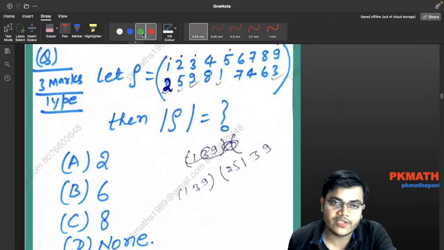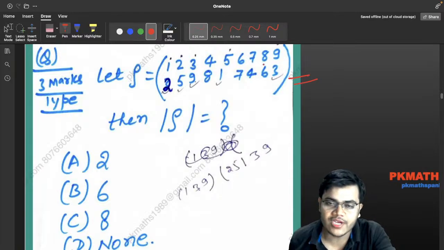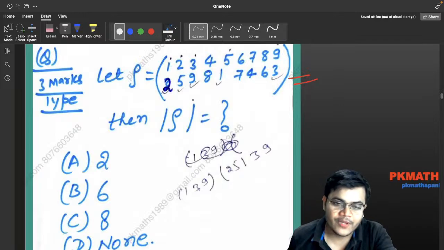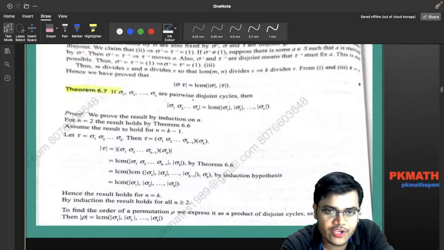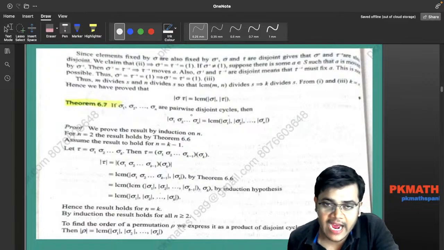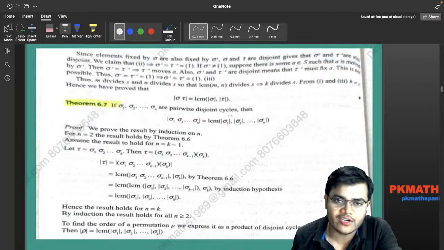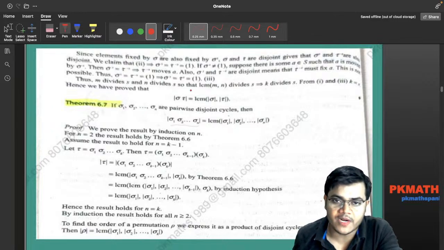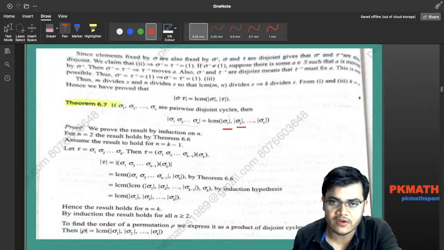First of all, what shall we do? We will try to write it as the product of disjoint cycles. How shall you do it? Because we had already seen the theorem that if sigma 1, sigma 2 up till sigma n are pairwise disjoint cycles, then the order of this product is nothing but the least common multiple of order of sigma 1, order of sigma 2 and order of sigma n.